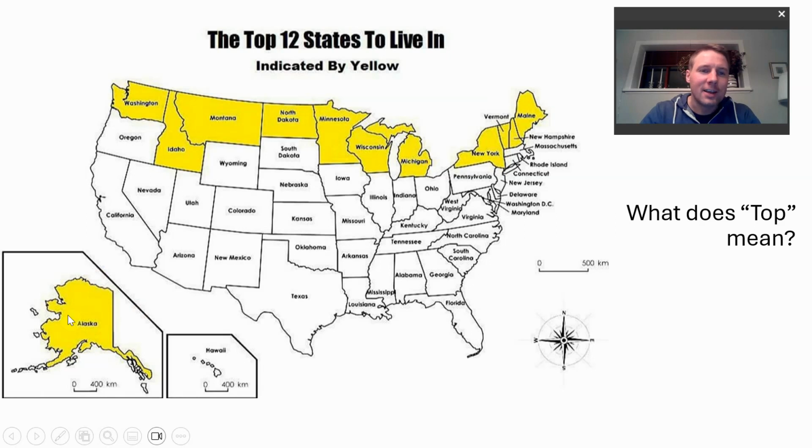So you can see Alaska here. That's the northernmost state in the United States. So they are at the top. Those are the top states. So these are maybe two different meanings of top: in the north, on the one hand, and well, the best living conditions on the other. So I found this funny. I found this amusing.